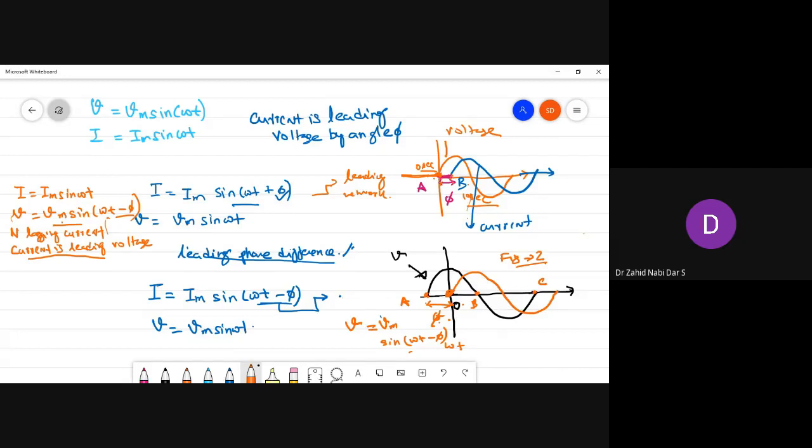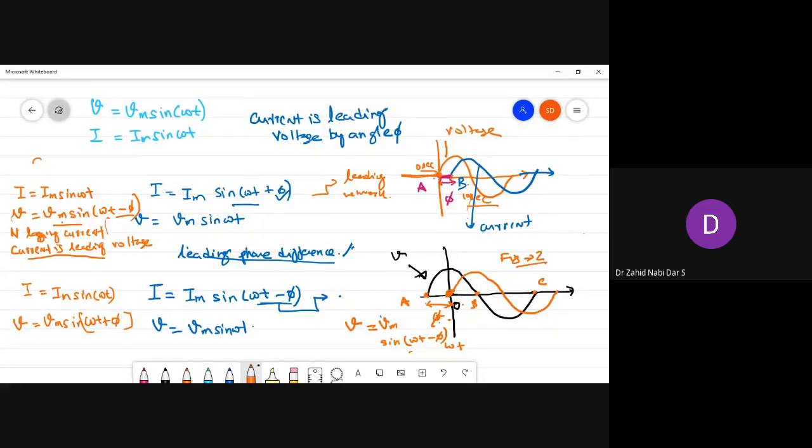Similar to this, you will get the same result with the second graph also, because if you see the second graph, it is lagging this point, and your current is a bit lagging. Now if I have to write this, I is equal to Im sin omega t minus phi, or V is equal to Vm sin omega t. Instead I can write I is equal to Im sin omega t only, and for V I can write V is equal to Vm sin omega t plus phi. So this is a case of a leading network.